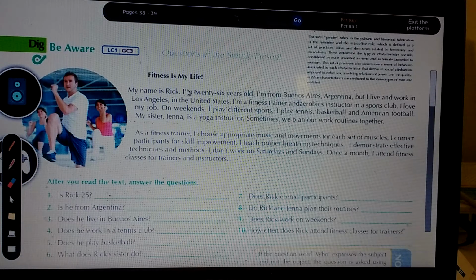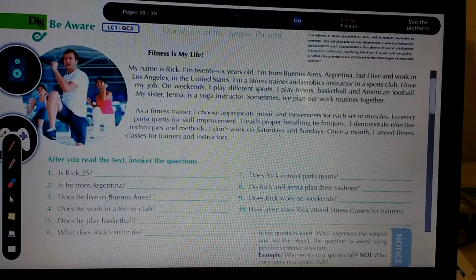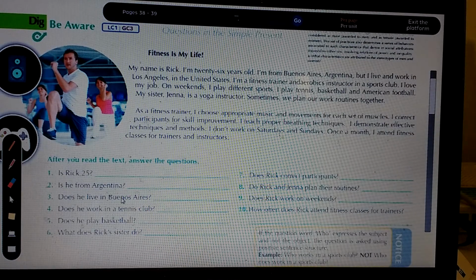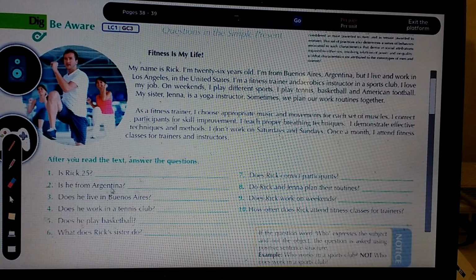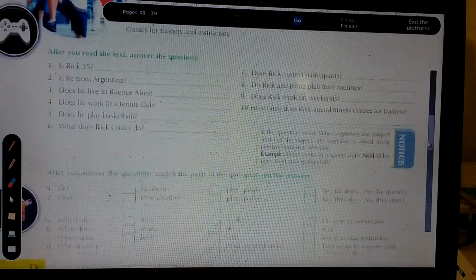Fitness is my life. This is a paragraph about Rick and his fitness life. After you read the paragraph, you will have to answer these other questions over here. One more time, these questions are in simple present. They are using the auxiliary verb does and also the third person singular of the verb to be, is. Is Rick 25? So you have to answer according to what you just read. Is he from Argentina? Does he live in Buenos Aires? Yes, he does. No, he doesn't. Depending on what you have read.